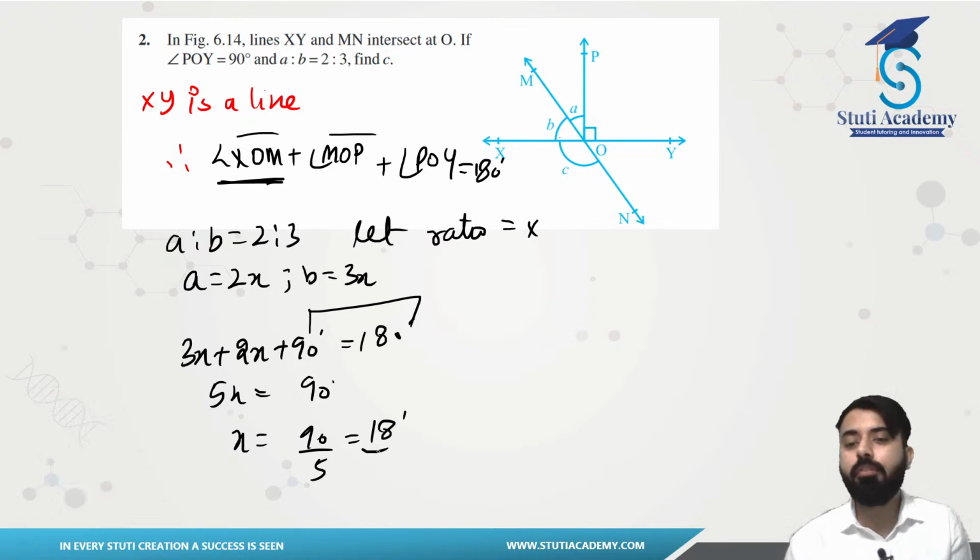So we have the value of x now. Let's just put it here. So 18 into 3, this angle right here, will be 54 degrees, and that one will be what? Subtracted from 90, or you can just multiply it with 2. So it will be 36 degrees. Now we have to find the C.